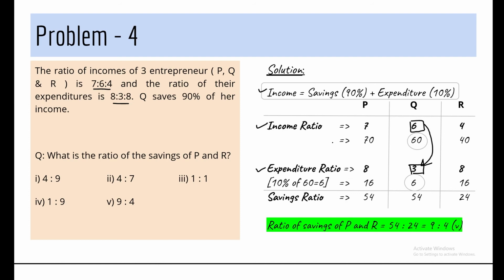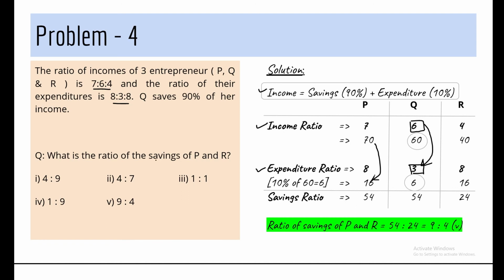So how to equate that? If we just multiply the units of the income ratio by 10, we will get 70, 60 and 40. Now it is easy to determine 10% of 60. What will it be? It will be 6. So 6 is double of 3. So you just need to double the units for the ratio of expenditure. So here we will get 60 and 6, that is 10%. This is how we are equating the ratios. Now these are the actual values of income and expenditure.